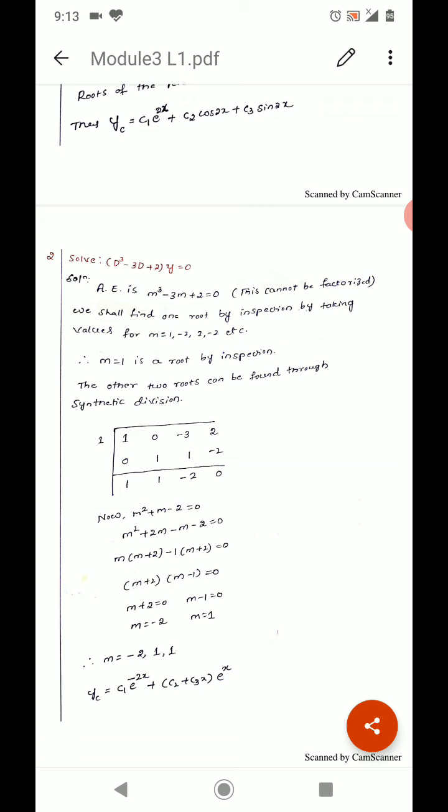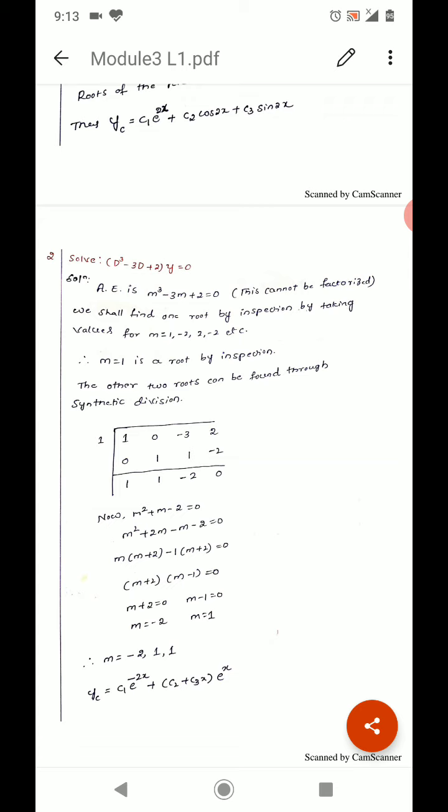So this equation cannot be factorized. Therefore by using the inspection method we will find one root. So by putting m equal to 1, the equation becomes 0. Therefore 1 is a root. So using that root, that is 1, and also by synthetic division we will find the other roots. So this is how we are going to find out the roots by synthetic division.